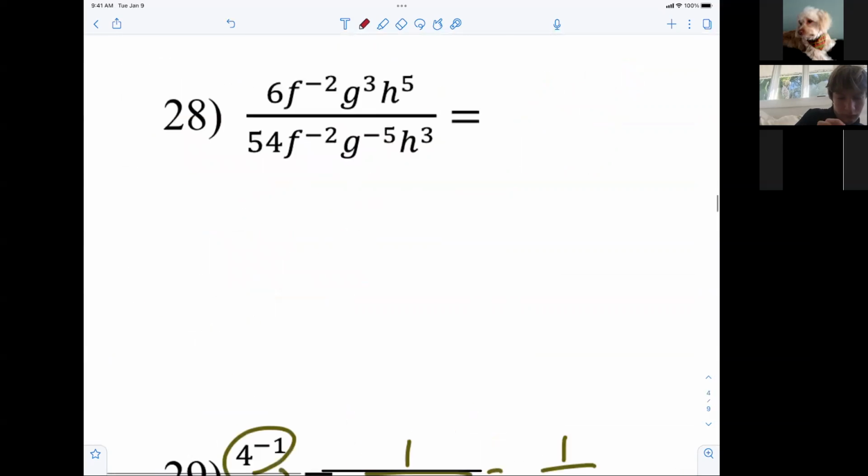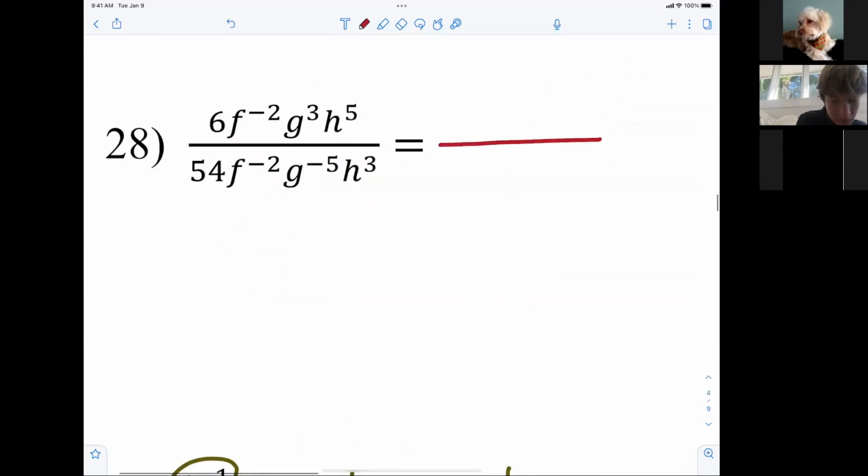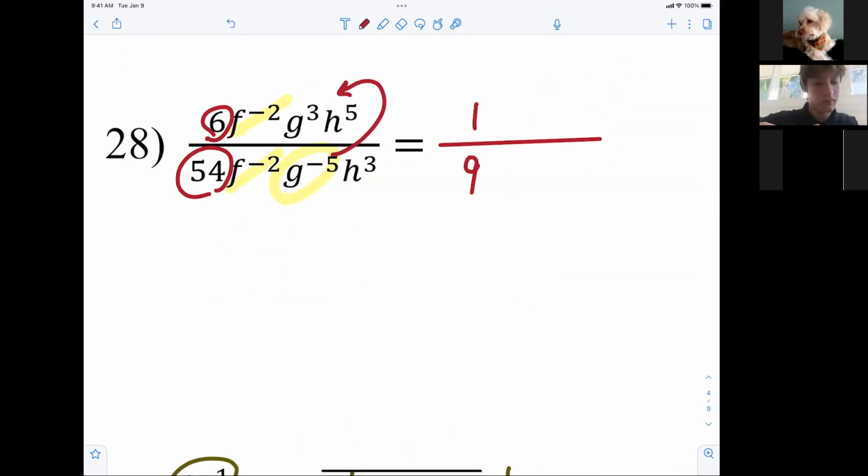28. Reduce numbers first. 6/54, 1/9. What happens to the F's? They cancel because they're exactly the same. G to the -5 needs to go where? I got to move it to the top, because it has a negative exponent, right? So now that gives me how many G's on the top? 8, because if I put G to the 5th up here, 3 plus 5 is 8.